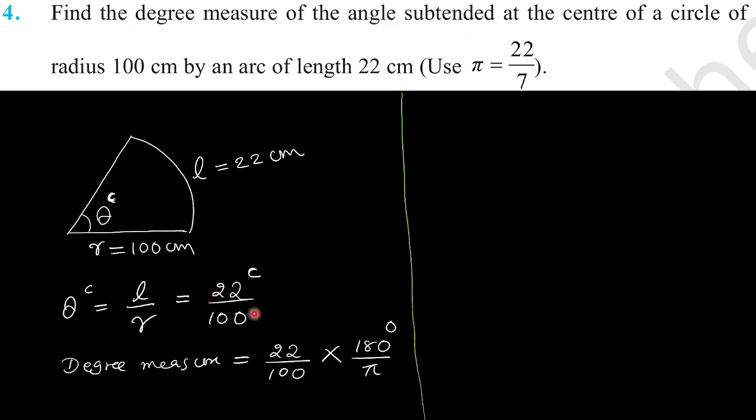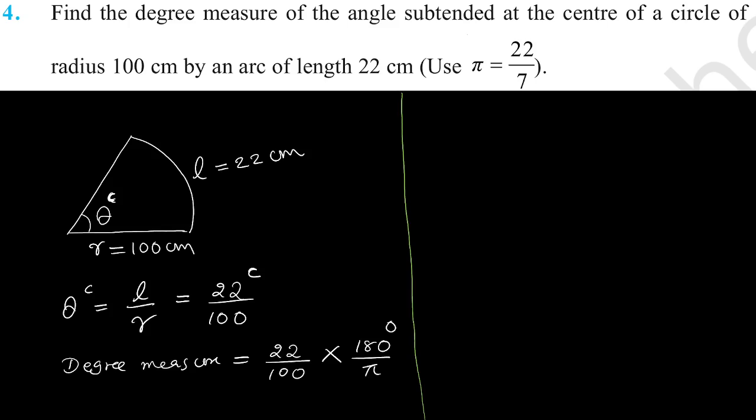But I want the answer in degree measure. So this radian value is to be converted to degree. Radian can be converted to degree by multiplying with 180 by pi. Please memorize. We studied it in the previous class, and today also I discussed it. Understood? Clear? Yes, sir. Okay.